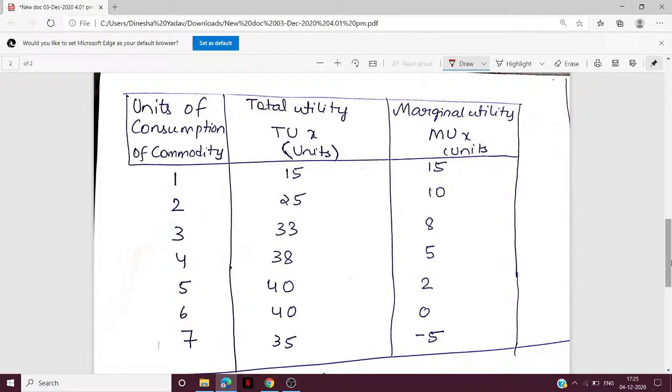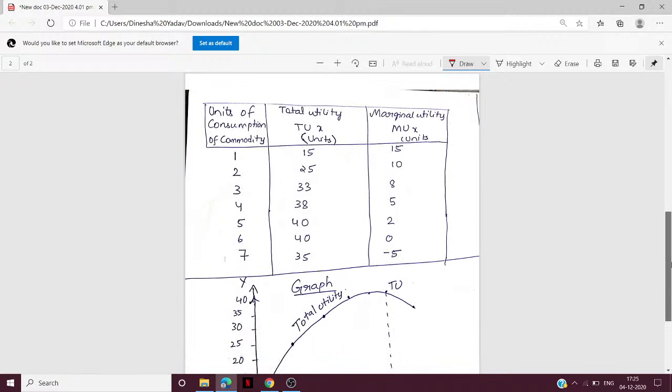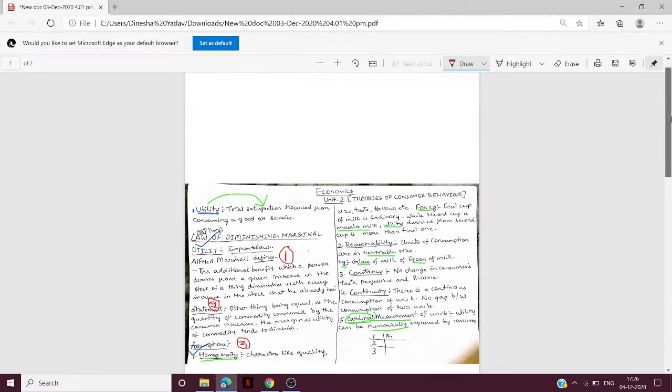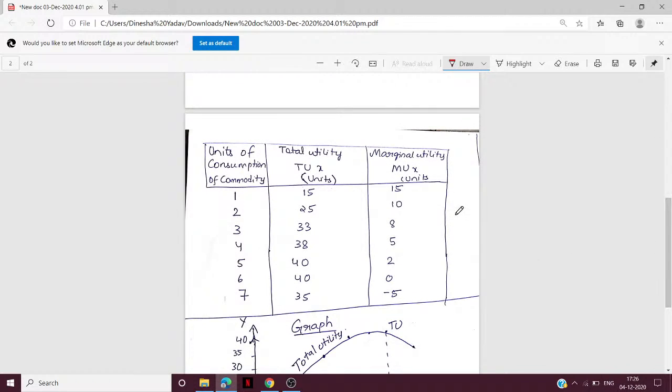After assumption, you should prepare numerically the statement so that the statement is observed by everyone, the examiner, and the statement is fulfilled only when you present table with graph. Remember that without table and graph in economics, you will not get marks. It is equally important to write graphical representation, theory, and tabulation form. So here we have covered first point as definition, second point as statement, and third point as assumptions. Fourth point is tabular presentation.